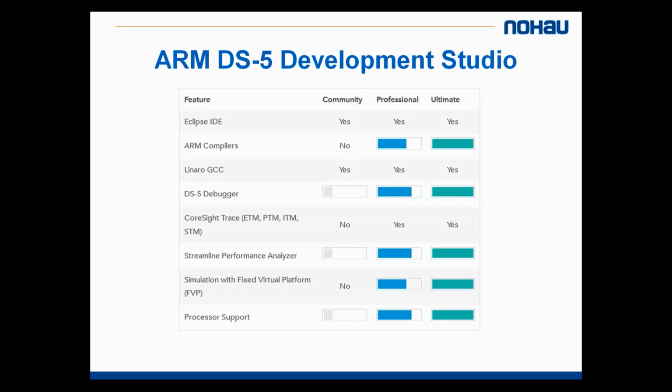ARM Development Studio 5 is available in 3 different flavors. You have the Community Edition, which is free, and it gives you access to a limited feature set of Streamline and the DS-5 debugger. We have the Professional version, which supports all ARM processors up to and including ARM version 7. It provides debug and trace capabilities as well as access to ARM compilers. And top of the line is the Ultimate Edition, which supports the very latest ARM processors, such as ARMv8. It gives you access to ARM Compiler version 6 built on Clang.